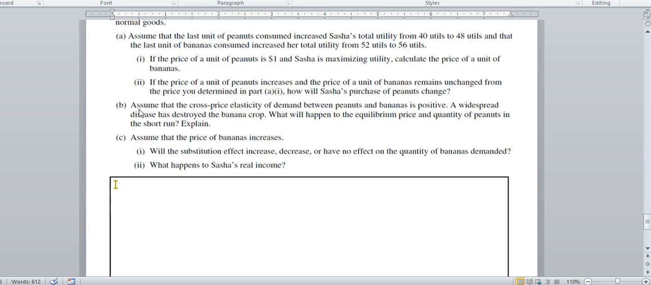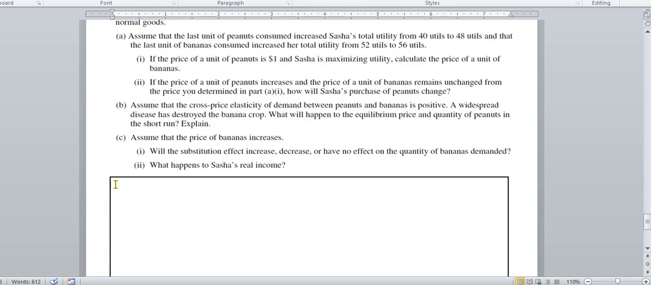Okay, a widespread disease has destroyed the banana crop. So now we know two things. Because the cross price elasticity of demand is positive, we should know that bananas and peanuts are substitutes of each other. And if a widespread disease has destroyed the banana crop, that means the price of bananas is going to go up because the supply curve is going to shift to the left. So the price of bananas is going up. And so what will happen to the equilibrium price and quantity of peanuts in the short run?